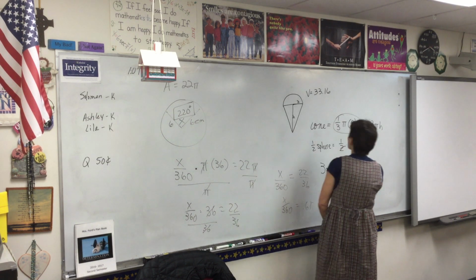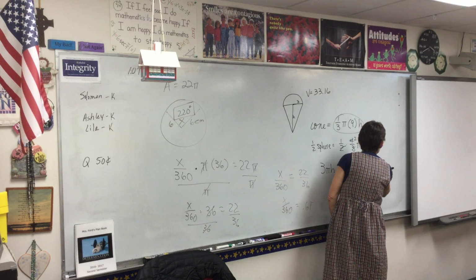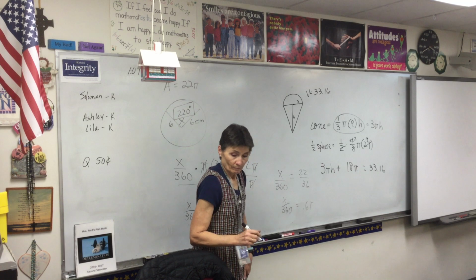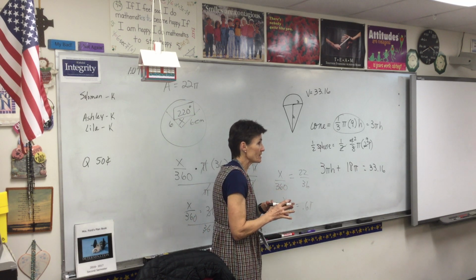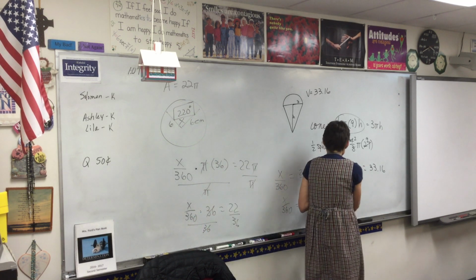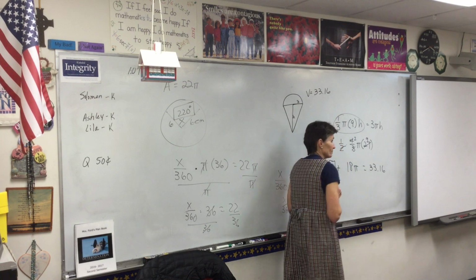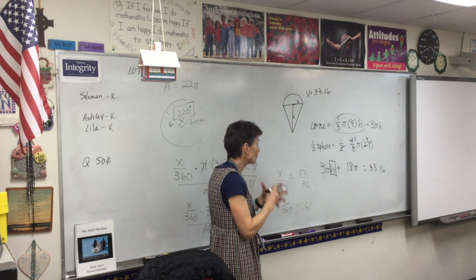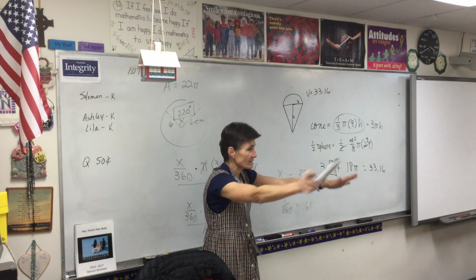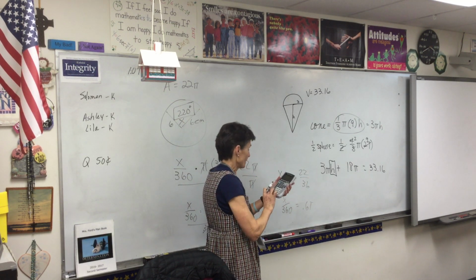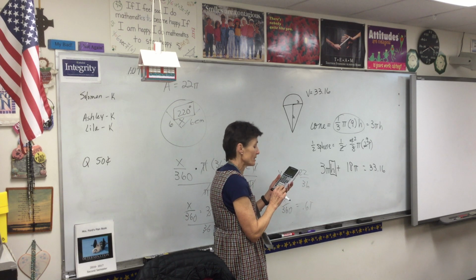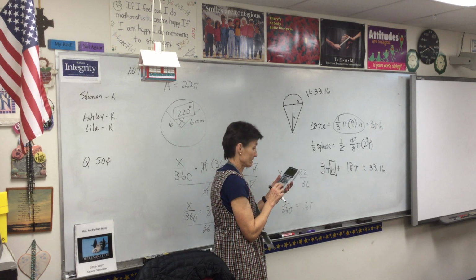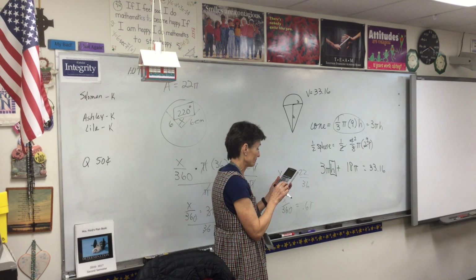And that has to add up to 33.16. All right, now we got to solve this equation, and we're solving for this. So we got to get that by itself. So what are we going to do first with our trusty calculator? We're going to take 33.16 and subtract 18 pi.